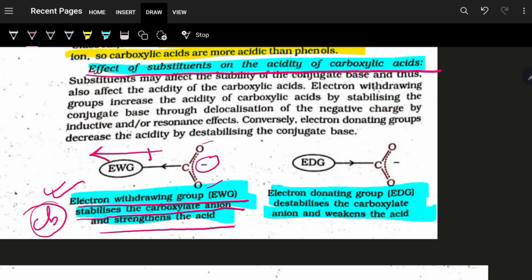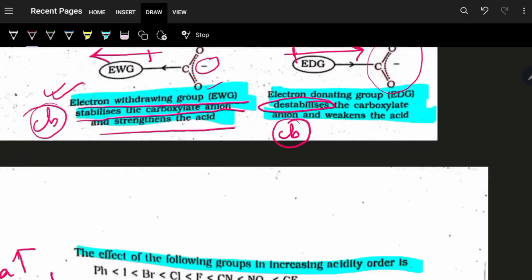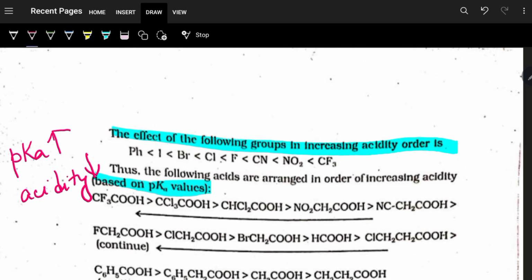the corresponding acid. For an electron donating group, it increases the negative charge density over this system, for which the negative charge concentrates more and is destabilized. Conjugate base is destabilized. Strength of the acid is less. Next. These are the effect of the groups that increase acidic order.